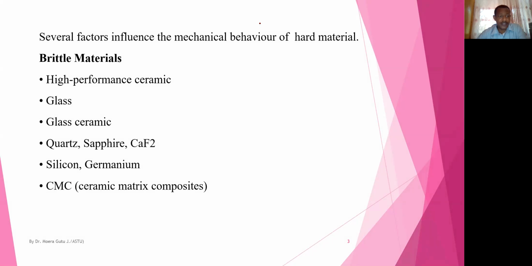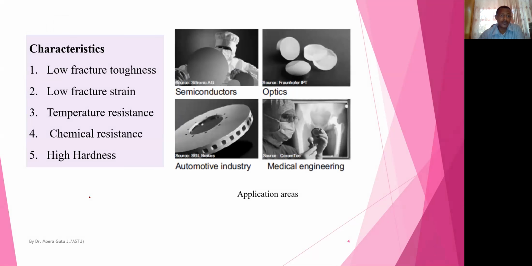The hard materials have some properties. High performance ceramics are brittle materials. Glasses, glass ceramics, quartz, sapphire, and calcium fluoride, also silicon, germanium, and ceramic matrix composites fall under brittle materials. This means they are hard materials which are difficult to machine. They have these characteristics mainly.